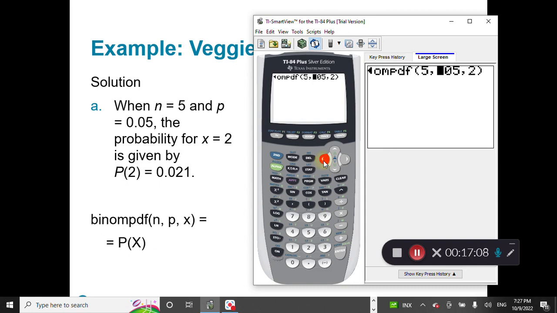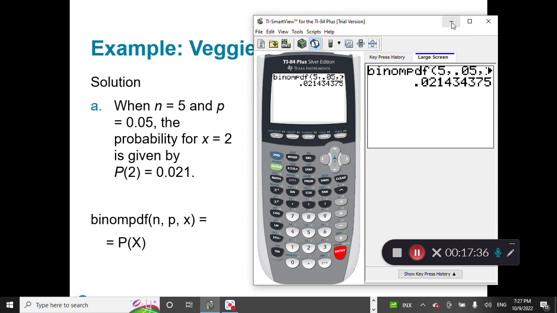Here, let me scroll to the left so you can see it. This is the binomial PDF command, and in parentheses, we have n, comma, p, comma, x. Now when we hit enter, it will compute that probability for us, and that's where we obtain the 0.021 as our approximation.